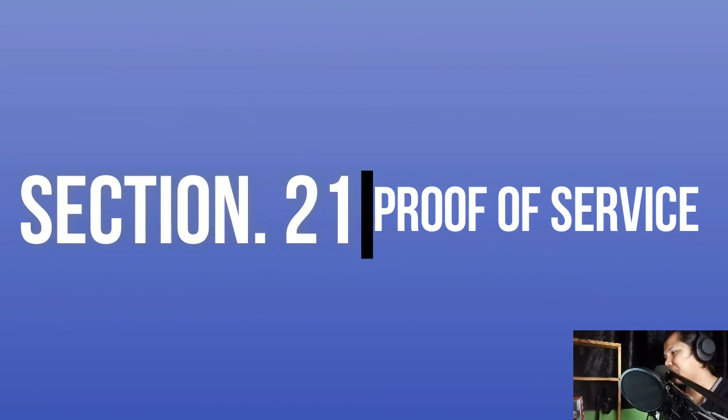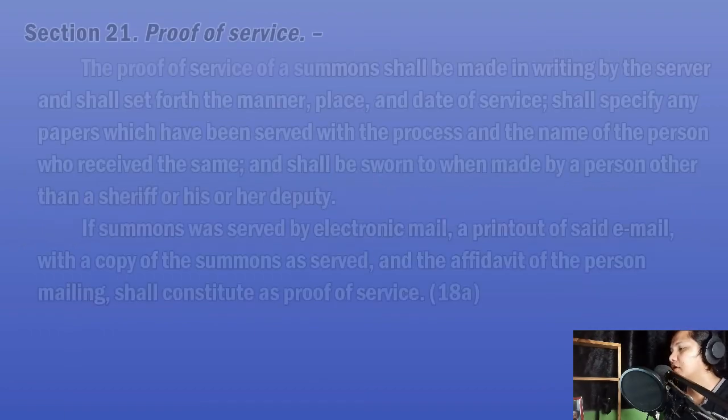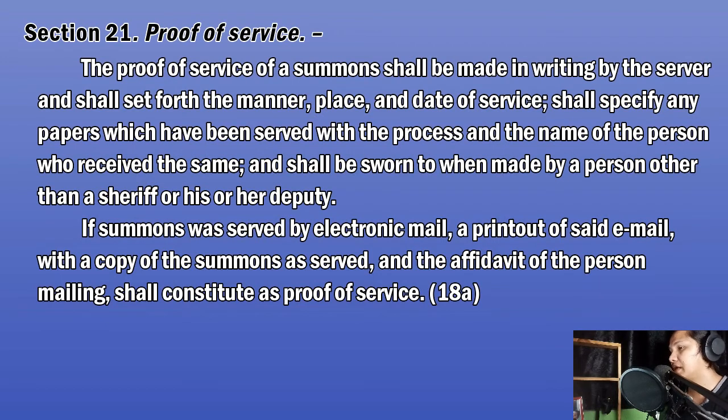Section 21. Proof of service. The proof of service of a summons shall be made in writing by the server and shall set forth the manner, place, and date of service, shall specify any papers which have been served with the process, and the name of the person who received the same, and shall be sworn to when made by a person other than a sheriff or his or her deputy. If summons was served by electronic mail, a printout of said email with a copy of the summons as served and the affidavit of the person mailing shall constitute proof of service.